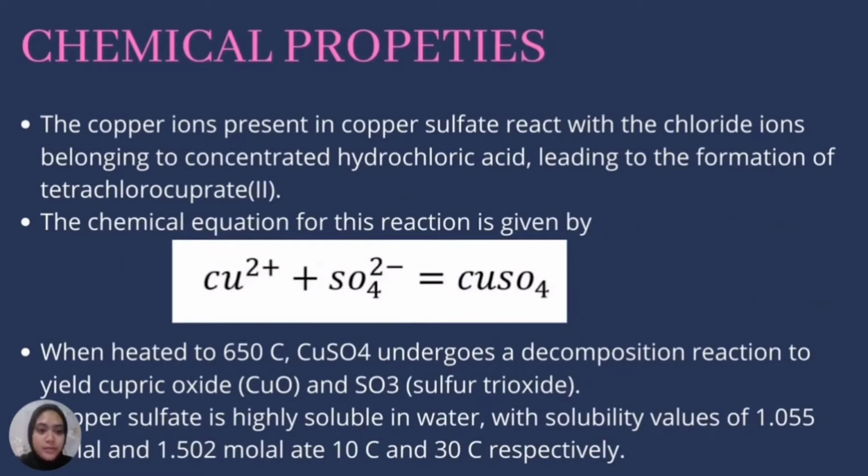Next, we move to the chemical properties. The copper ion present in copper sulfate reacts with the chloride ions belonging to concentrated hydrochloric acid, leading to the formation of tetrachlorocuprate(II). The chemical equation for this reaction is given by Cu2+ and SO4 2-, and it will form CuSO4. And when heated to 600 degrees Celsius, CuSO4 undergoes a decomposition reaction to yield cupric oxide, CuO, and SO3, sulfur trioxide. Copper sulfate is highly soluble in water, with solubility values of 1.055 molar and 1.502 molar at 10 degrees Celsius and 30 degrees Celsius respectively.